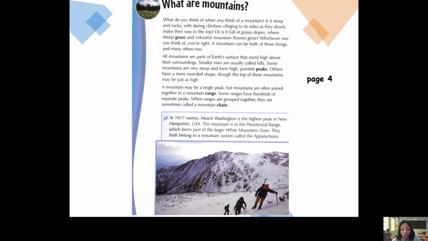At 1,917 meters, Mount Washington is the highest peak in New Hampshire, USA, United States of America. This mountain is in the Presidential Range, which forms part of a larger White Mountains chain. They both belong to a mountain system called the Appalachians. I need to find out how to say that word properly. I will look that up.